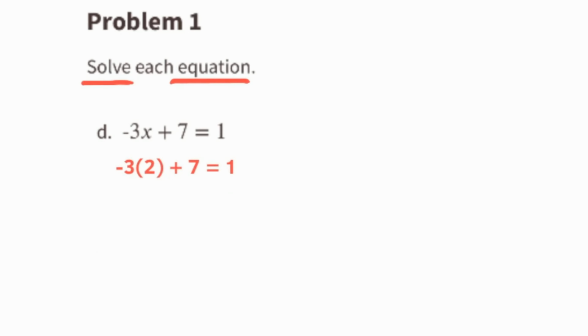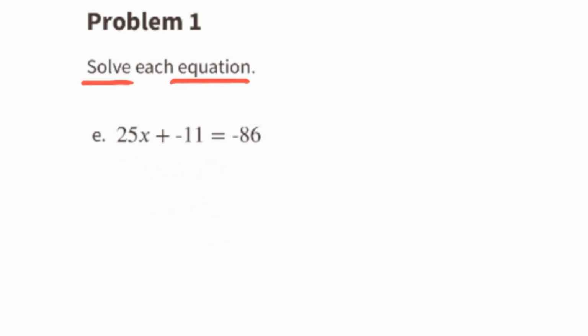Now it reads negative 3 times 2 plus 7 equals 1. Negative 3 times 2 is negative 6. Negative 6 plus 7 equals 1. And we know that's true. So x equals 2.